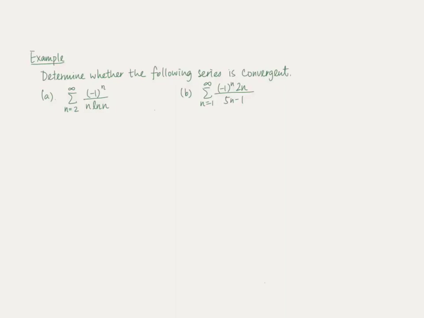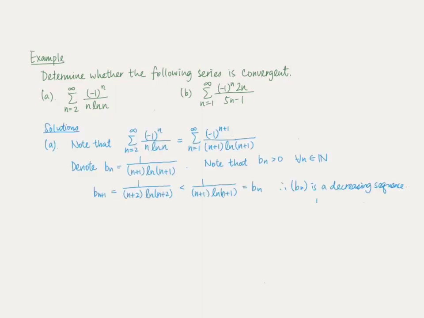Part A. We want to determine whether this series is convergent or not. Please note that this series starts from n equals 2 to infinity because when n equals 1, the denominator is 0, which is not allowed. But we can rewrite this series as this one, then we get a series which starts from n equals 1 to infinity, which is what we are more familiar with.